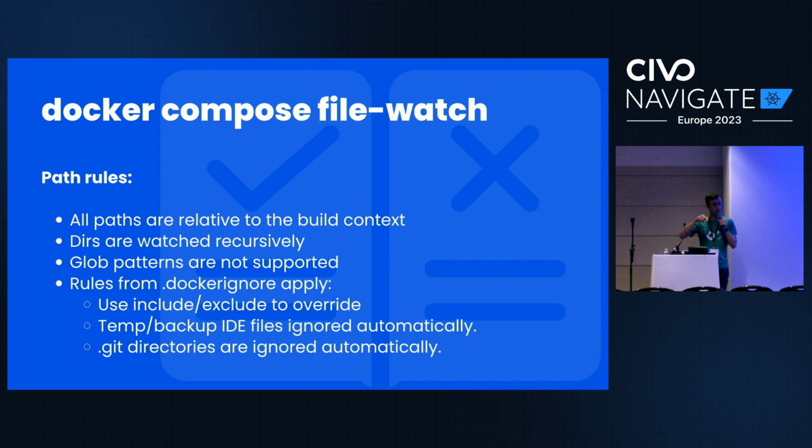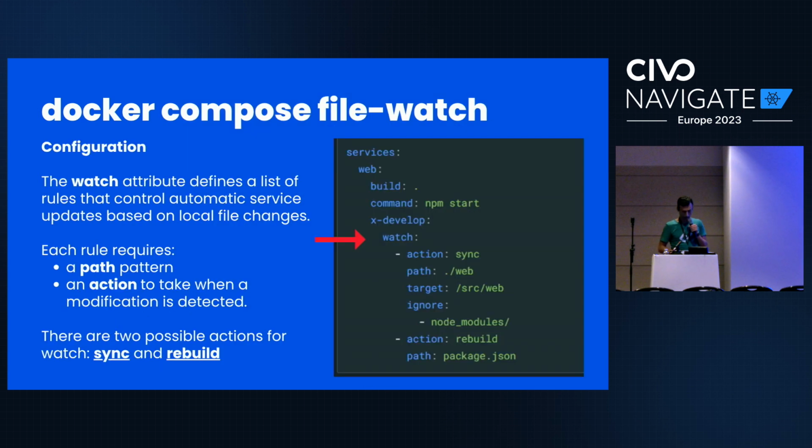and all the directories are watched recursively inside all of them, and there are also the rules that usually apply to the Docker ignore. So using these include, exclude, and all the other stuff, the .git directories are ignored automatically. To be honest, I've always added the .git in the Docker ignore. So okay. But how can we configure this?